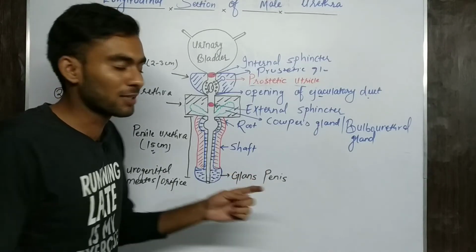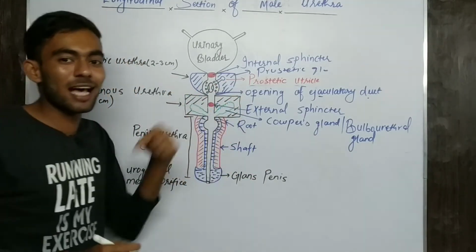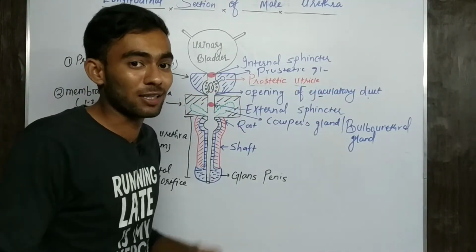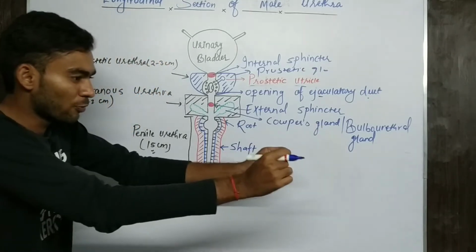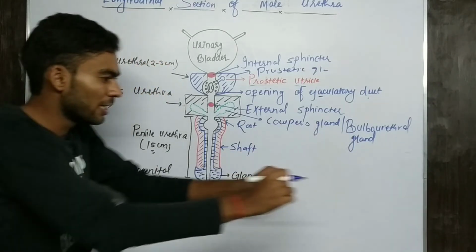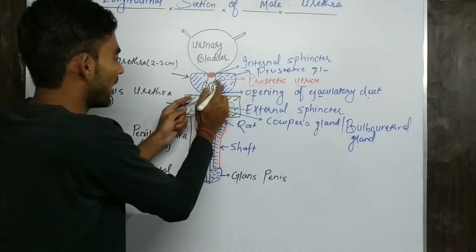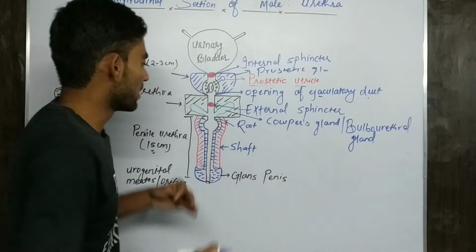Okay, let's move further. This is the prostatic gland, and it has an opening called ejaculatory duct. Means the ejaculatory duct from the testis opens in this prostatic gland, and this one is the site where it opens up.